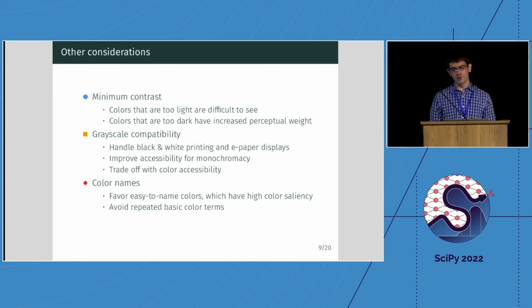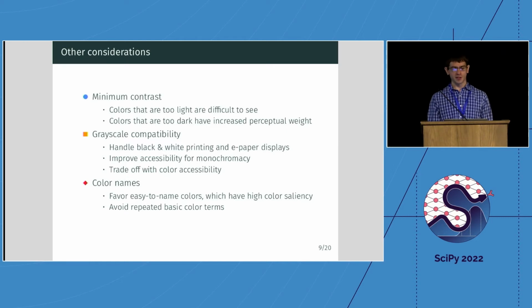There are also large e-paper tablets that are starting to become more common for reading academic papers, and since those have grayscale displays, again, grayscale compatibility is good. It also improves accessibility for monochromacy, which is complete color blindness. It's pretty rare. There are also multiple kinds, so there's some caveats to that. And again, there are the trade-offs with color accessibility, because once you start restricting which grayscale colors you can use, you limit your actual colors that are available for your sequence.